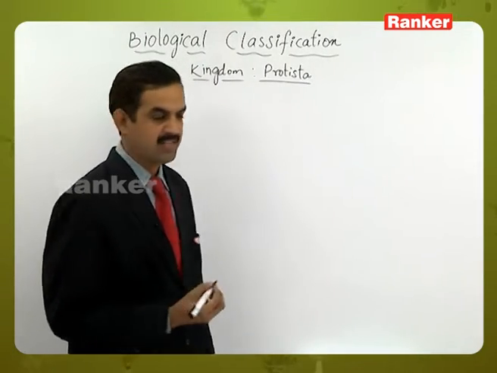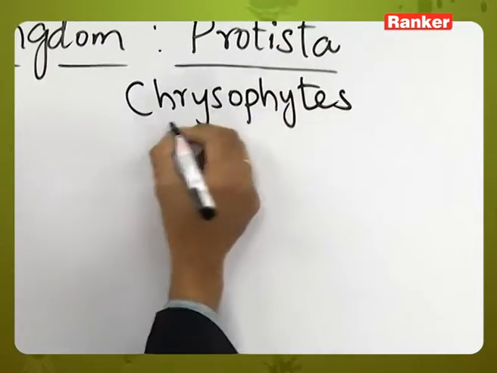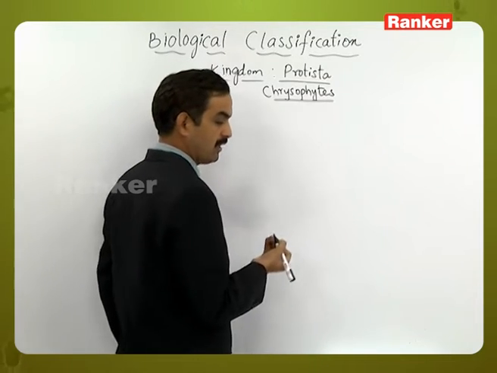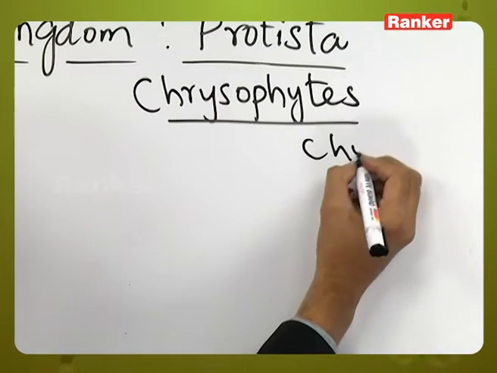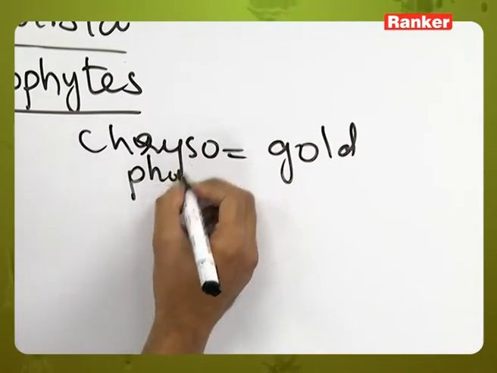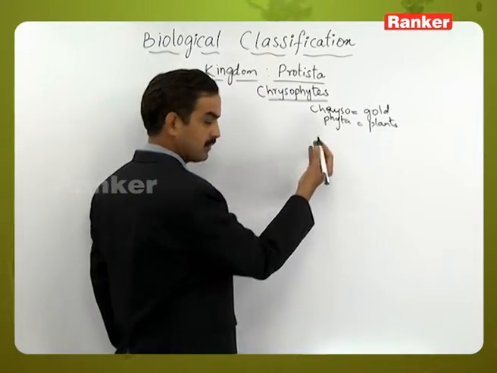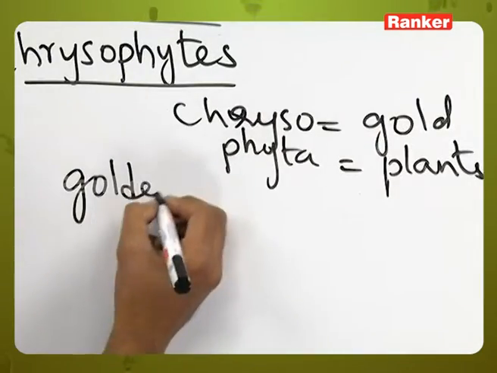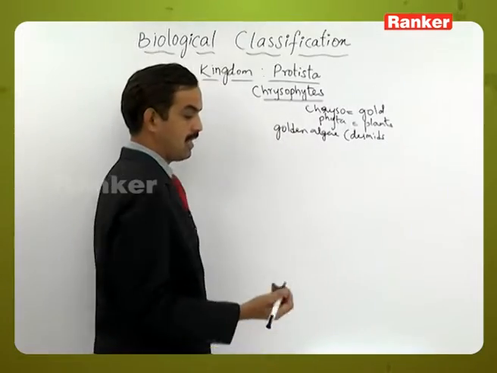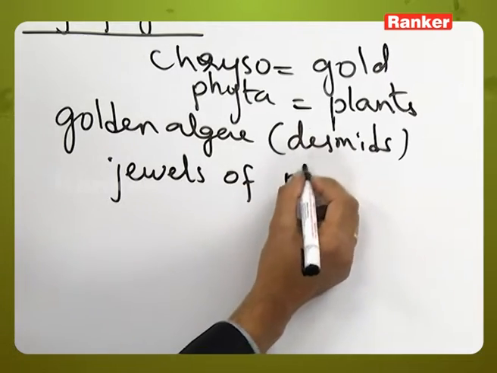In the kingdom Protista, the next group are chrysophytes. Chrysophytes, the name was acquired because of the golden characteristic feature, that is, chryso means gold, phyta means plants, and because of this nature these are called golden algae or desmids, and these are considered to be the jewels of the plant kingdom.